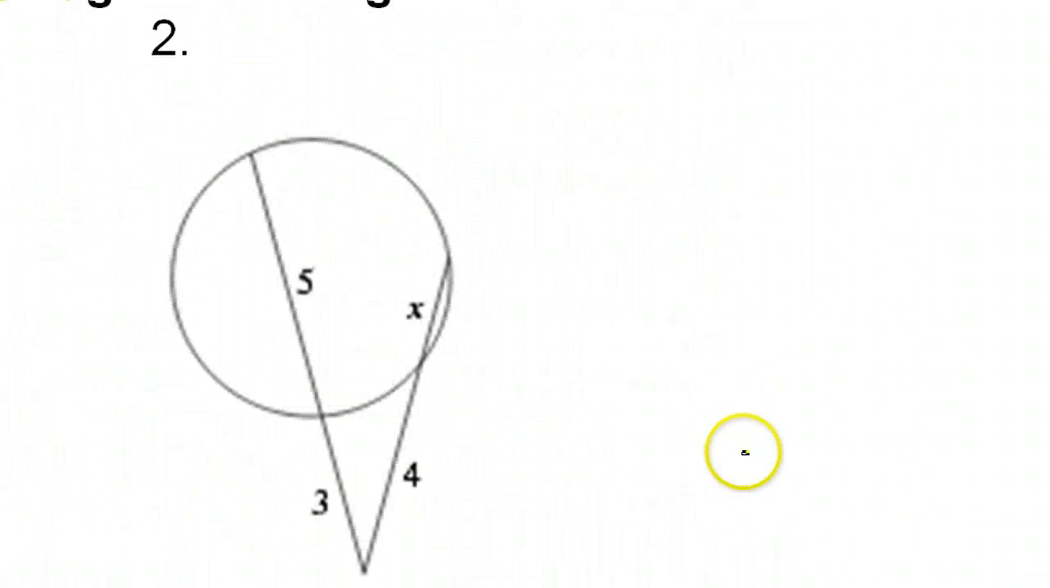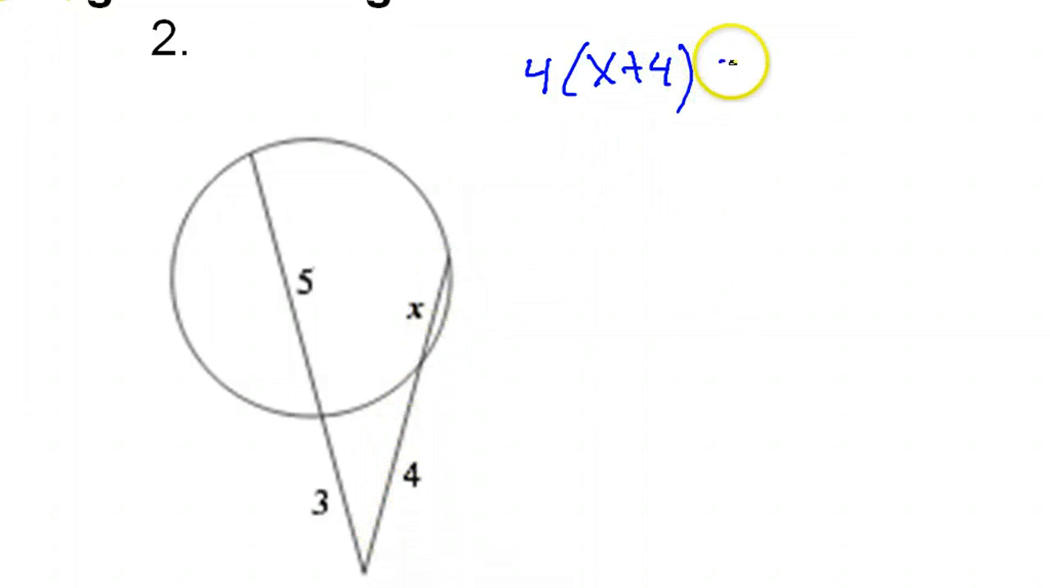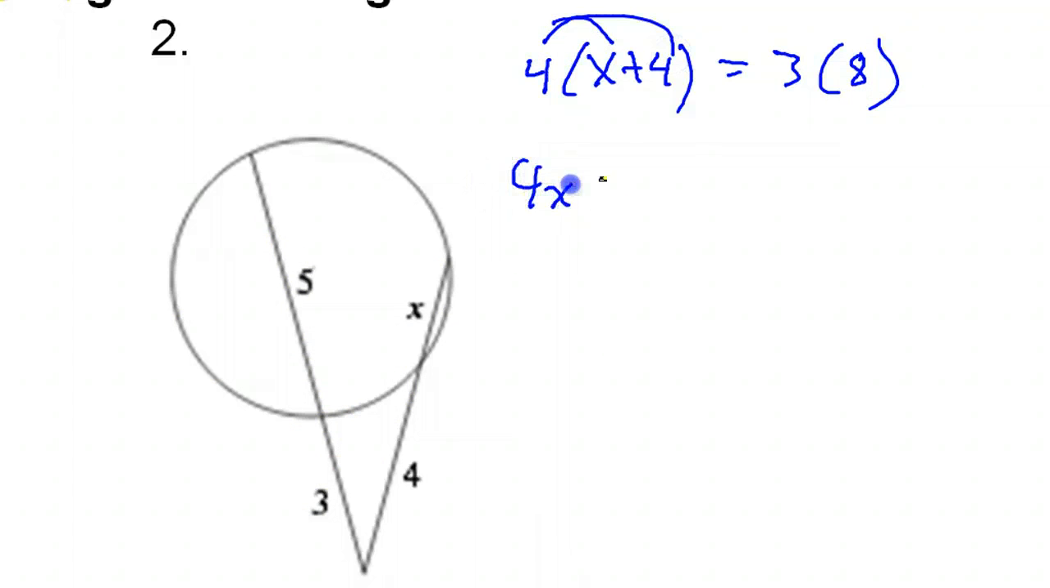Number 2, once again, part times whole equals part times whole. So 4 times x plus 4. It's got to be the outer part when we do part times whole. And that's going to equal 3 times 8. The whole is 5 plus 3, that's just 8. So a little distributive property gives me 4x plus 16 is equal to 24.